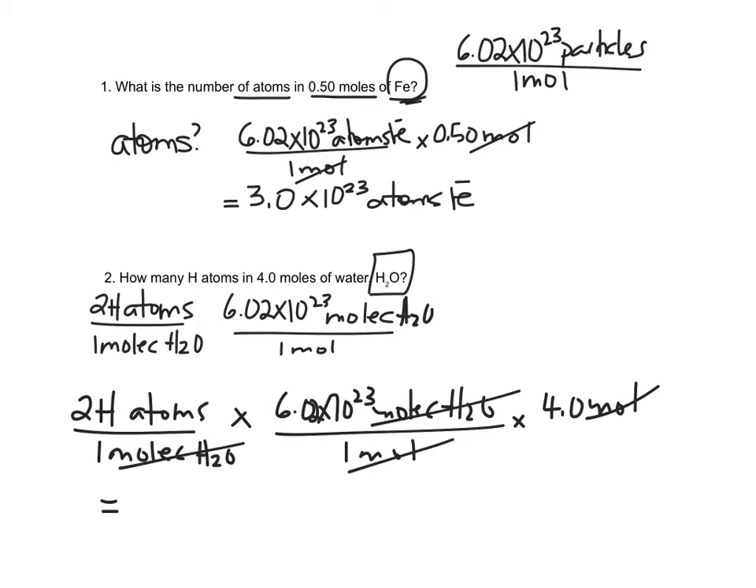So there's 4.8 times 10 to the 24 hydrogen atoms in 4 moles of water.